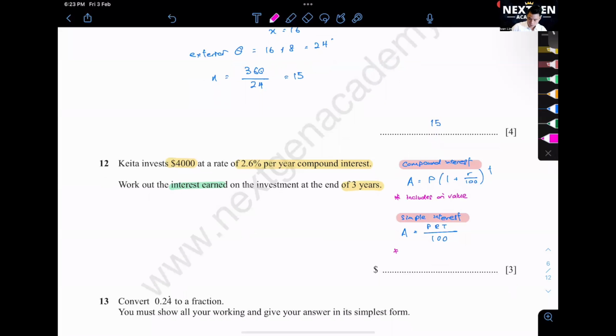Okay, write this down. This one doesn't include the original value. That means it only shows you the interest earned, whether it's the profit earned or profit loss. But compound interest shows you inclusive of the original value. You need to be very clear on this.